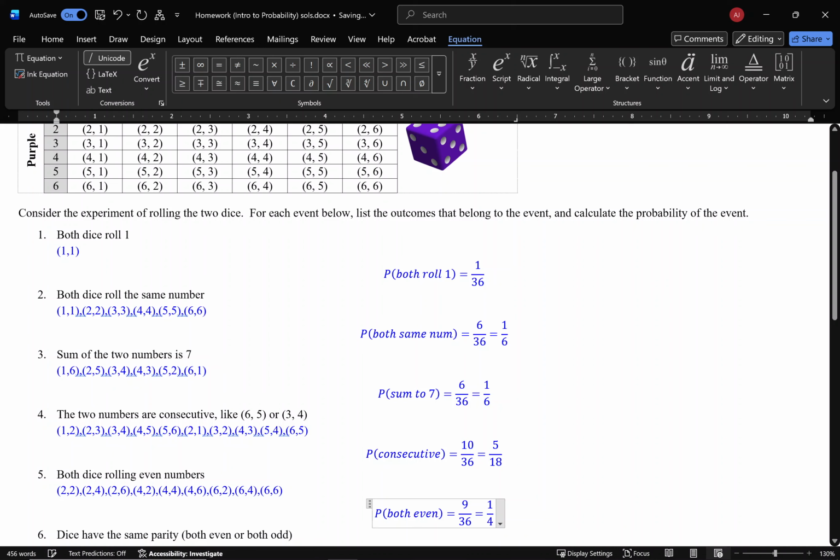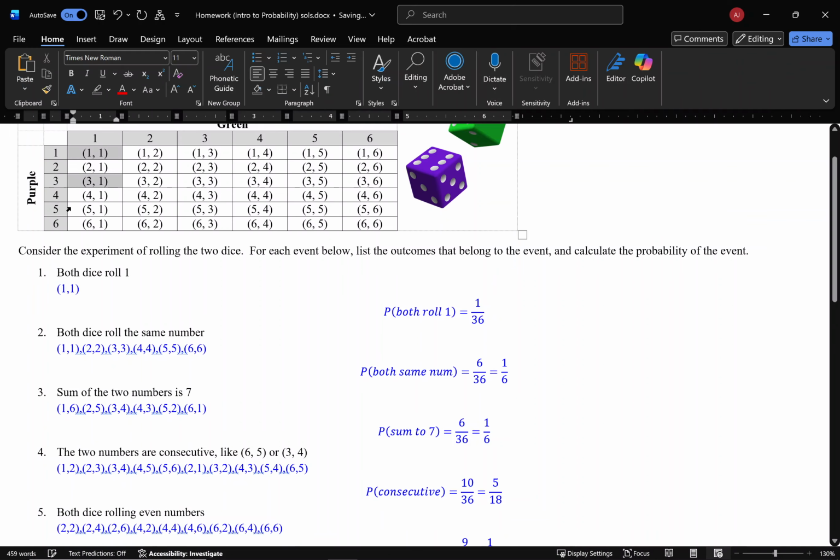Okay, and the last one, dice have the same parity, both even or both odd. For this one, we can include all the ones from the last problem, and then we need the ones that have both numbers odd. You could probably guess it's going to be the same number of outcomes as both even. Looking at the table, we have (1, 1), (3, 1), (5, 1), (1, 3), (3, 3), (5, 3), and (1, 5), (3, 5), and (5, 5). We just need to write all of those down as well, and then it's going to be 18 out of 36.